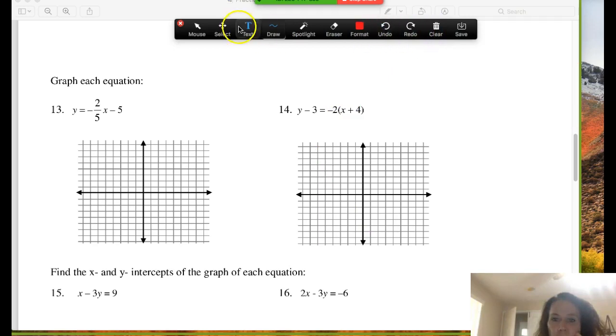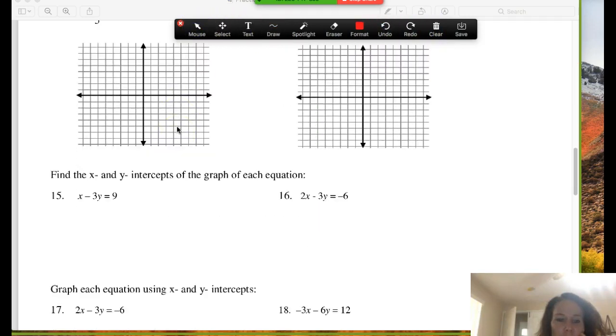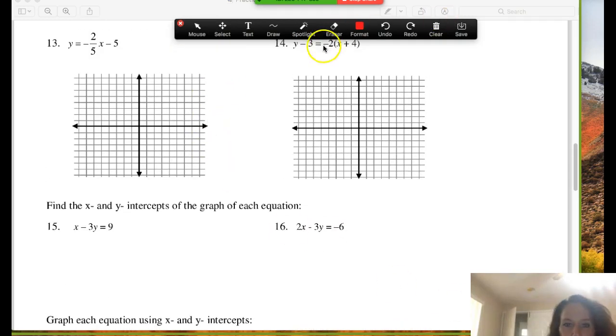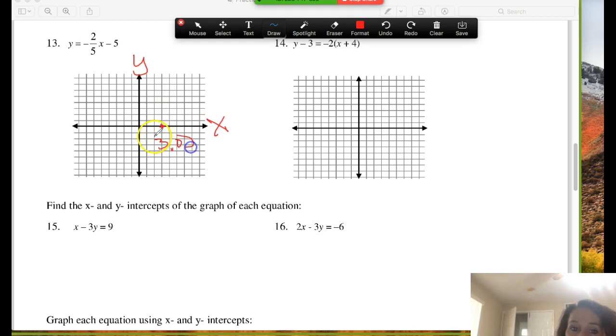All right, let's look at number 15. Find the x and y intercepts of the graph of each equation. Remember, x and y intercepts. This is your x-axis, this is your y-axis. If I have an x-intercept, let's say here, this is the point over 3, up 0. So this is the point 3, 0. It's an x-intercept. It touches the x-axis.